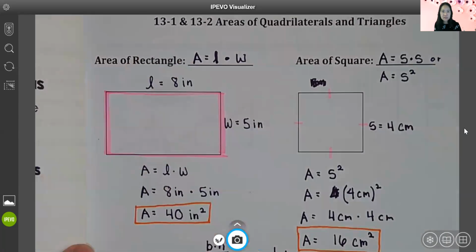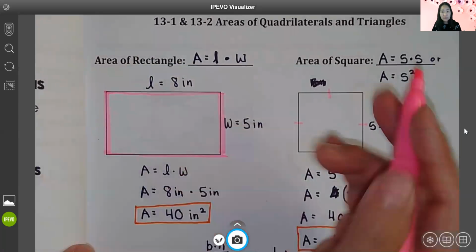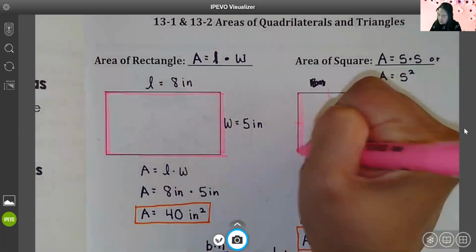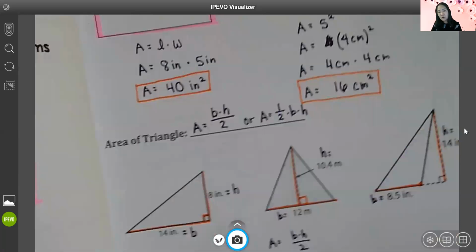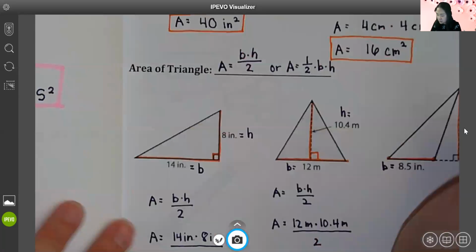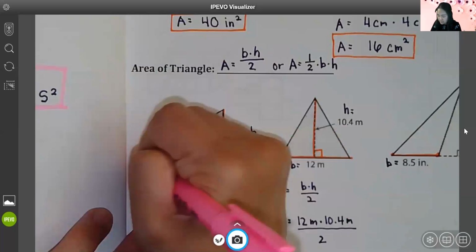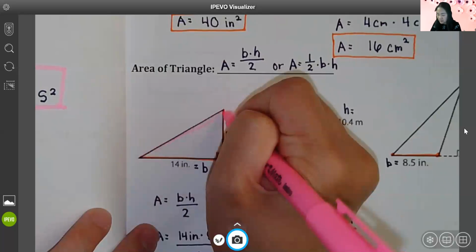Measuring the distance around all of the sides of a polygon. So if I measure all of these sides, that will be the perimeter. If I know all three sides and I measure all three sides of a triangle, that would be the perimeter.